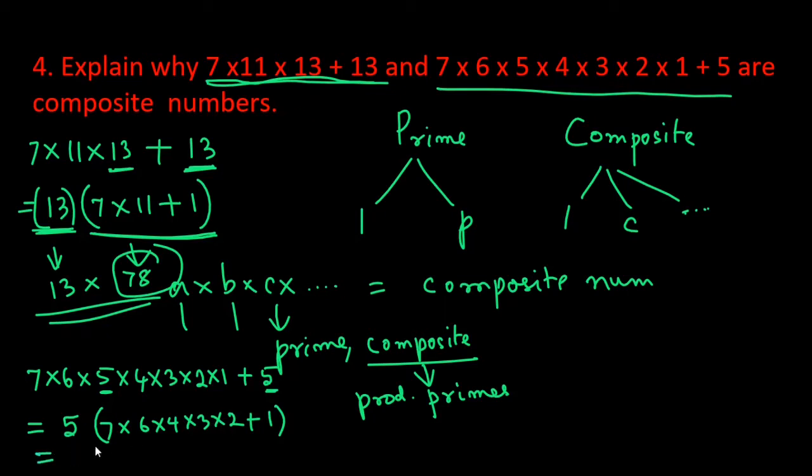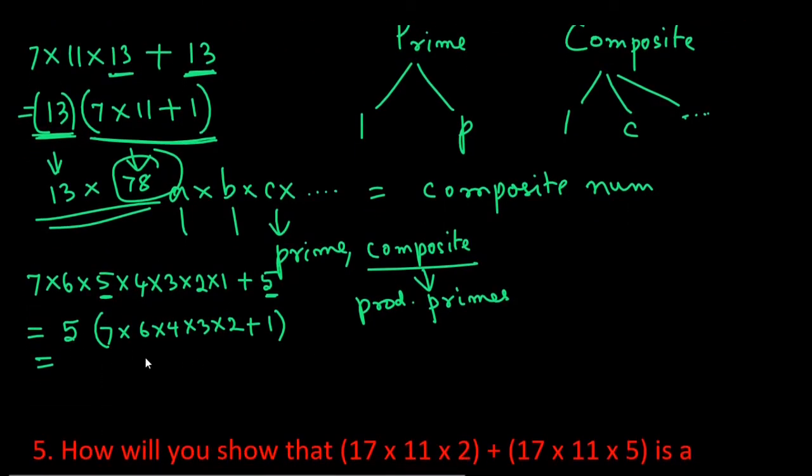So here also we are able to rewrite this number as a product of two numbers, one 5 and another number. We did not calculate. This is 5 and this is some other number. So we have mentioned this number as a product of two numbers. So this number is also a composite number.